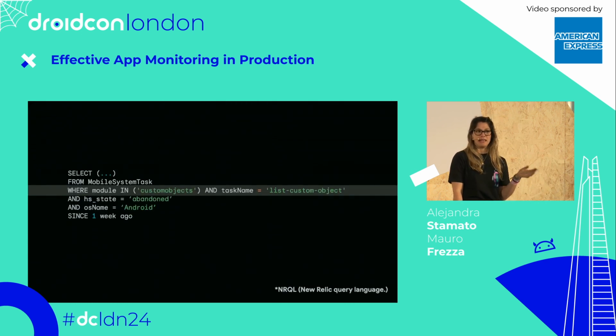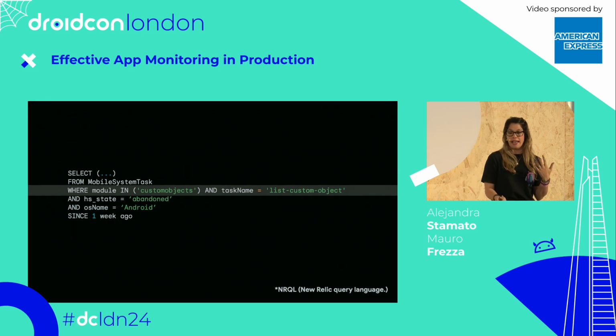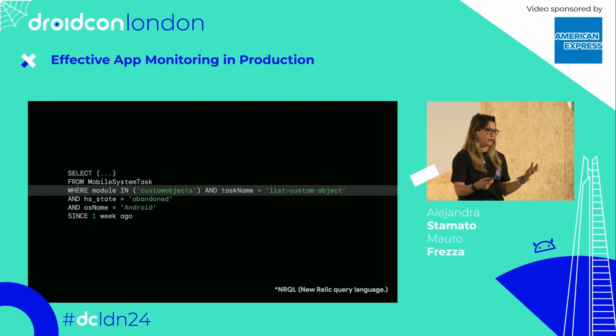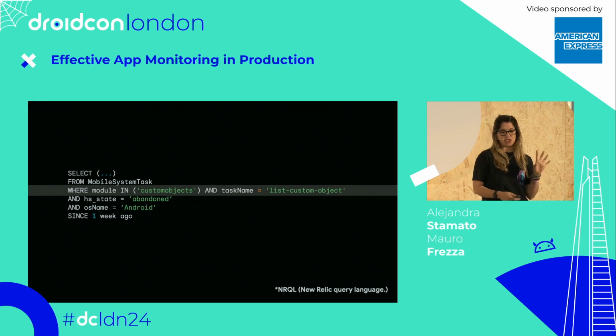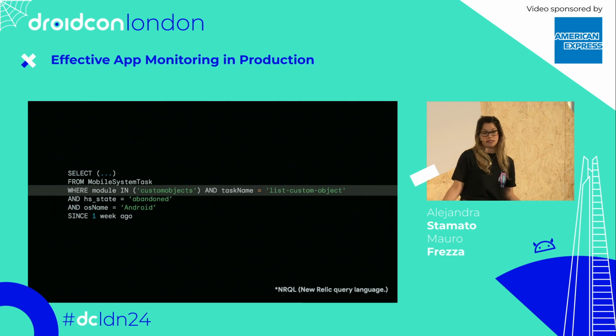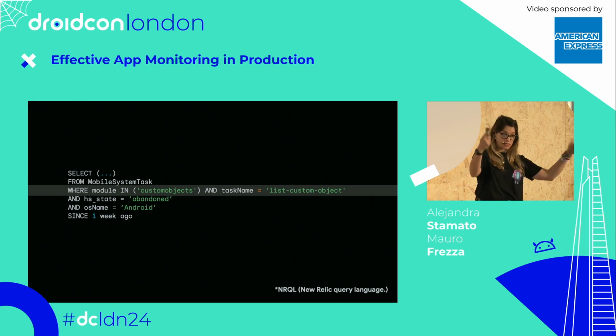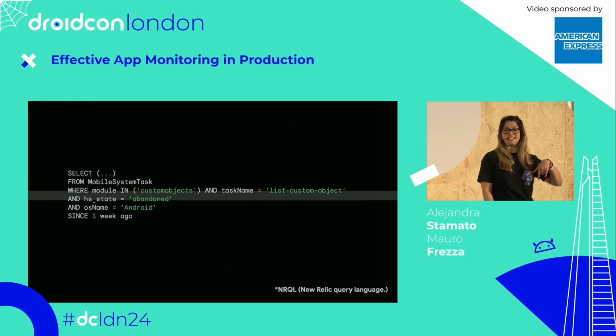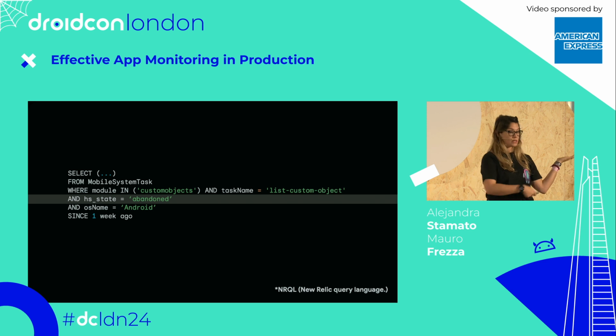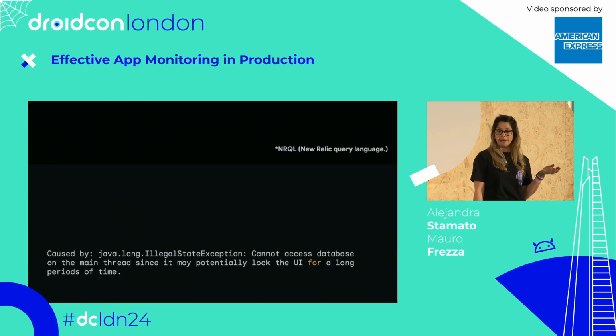I don't know if you're familiar with, well, probably you all are, SQL or some query language. New Relic has its own query language, and you can build these graphs with just a query on a table: select from mobile system tasks, which is a table in which we're sending all of our events, where the module is these custom objects, and the task name is the list of custom objects, and the state is abandoned, because the user was abandoning the screen before it completed.